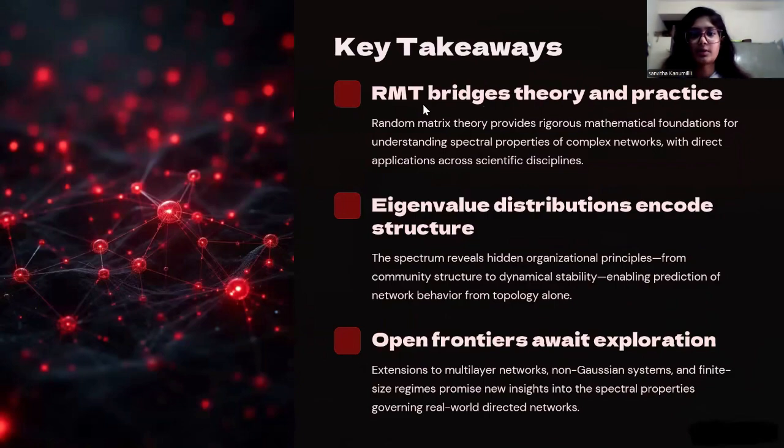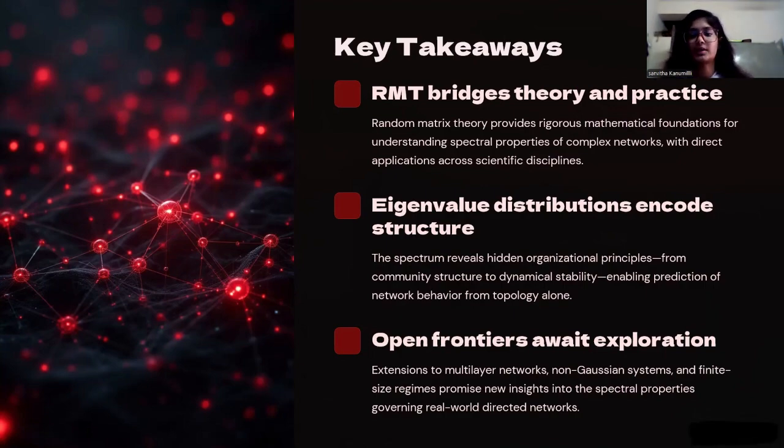And coming to the next one, key takeaways. What are the key takeaways of this topic? The first key takeaway is random matrix theory bridges theory and practice. Random matrix theory provides a rigorous mathematical foundation for understanding spectral properties of complex networks, with direct applications across scientific disciplines. The second one is eigenvalue distributions and code structure.